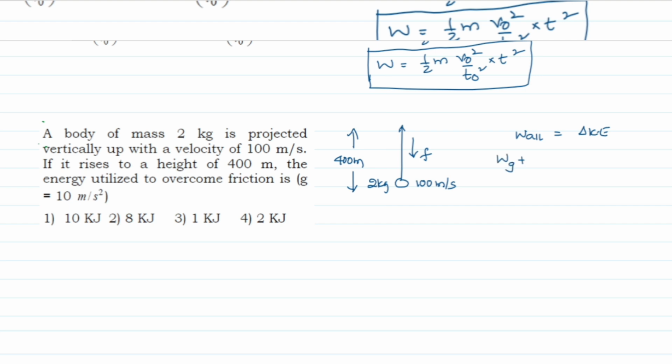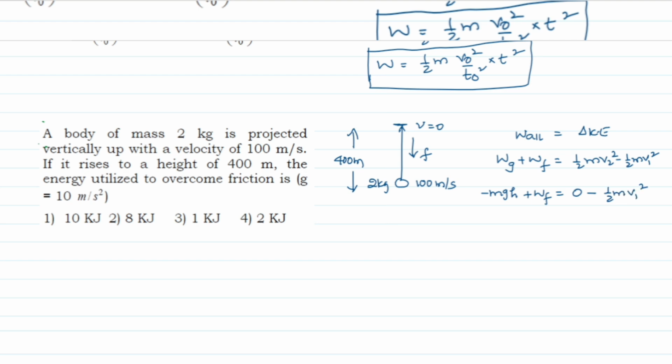One is the gravitational force and the second one is the frictional force, which equals the change in kinetic energy, half m v2 square minus half m v1 square. Work done against the gravitational force, as you are moving the body up, is minus mgh, plus the work done against the frictional force. After reaching the highest position, the final velocity is 0, so the final kinetic energy is 0 minus half m v1 square.